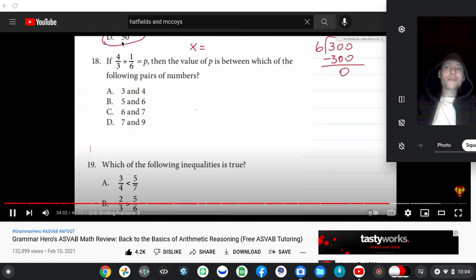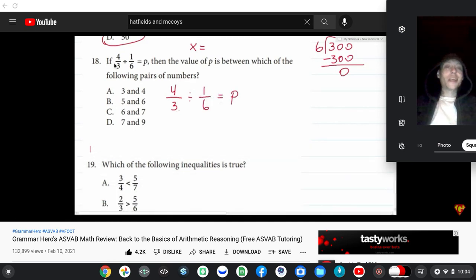Question 18 says if 4/3 divided by 1/6 equals p, then the value of p is between which of the following pairs of numbers? 1 over 6 is 6. Let's just copy down what we have here. This is a weird one. 4 over 3 divided by 1/6. We know this. How do you get 4/3?